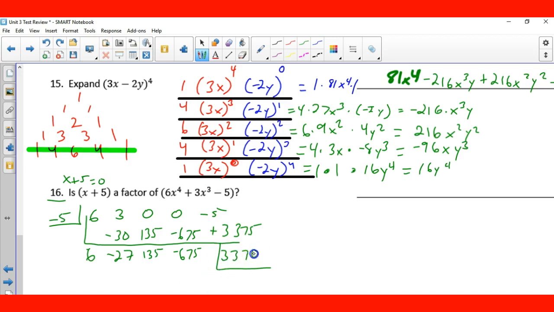Because our remainder is not 0, this is not a factor, guys. If it was a factor, remember what we talked about: you will always get 0 right here, because that would be a root or a zero. It would equal 0, and it is not, so it is not a factor.